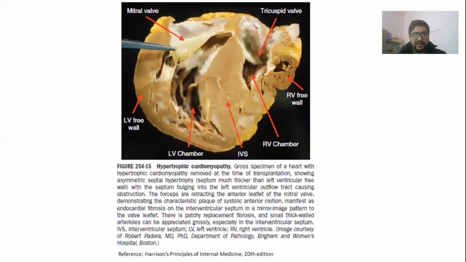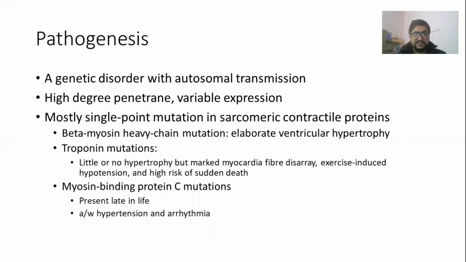This is the gross specimen of a heart with hypertrophic cardiomyopathy, which was removed at the time of transplantation. It shows asymmetrical hypertrophy of the septum, with the anterior mitral leaflet moving in systole towards the septum. This causes dynamic outflow tract obstruction during exercise or physical exertion. So this is a very important condition which can lead to sudden death in young athletes due to sudden cardiac arrest secondary to arrhythmias.